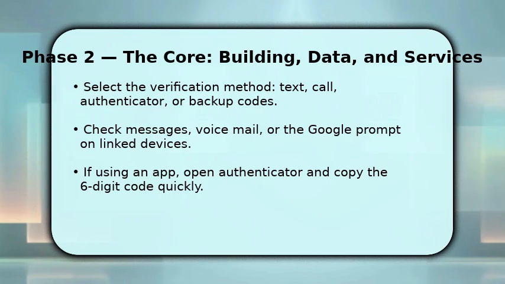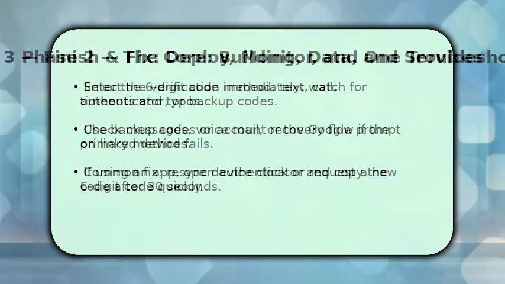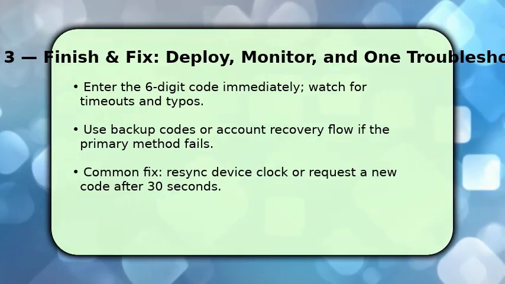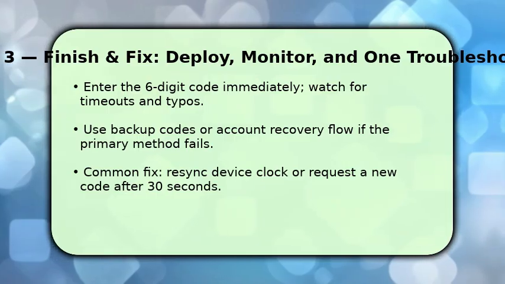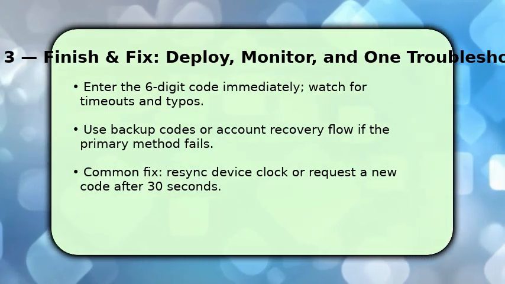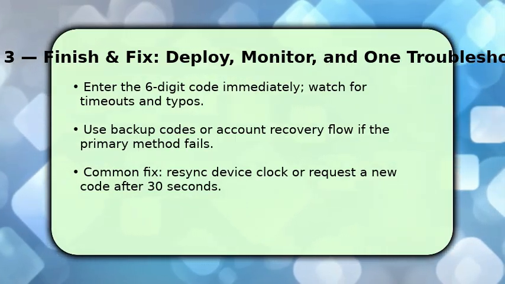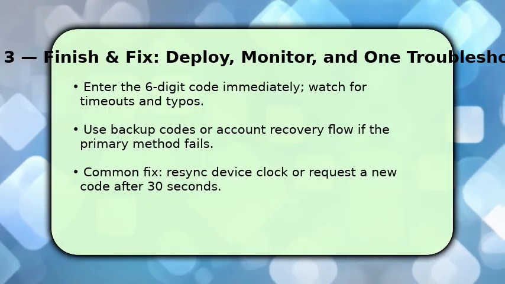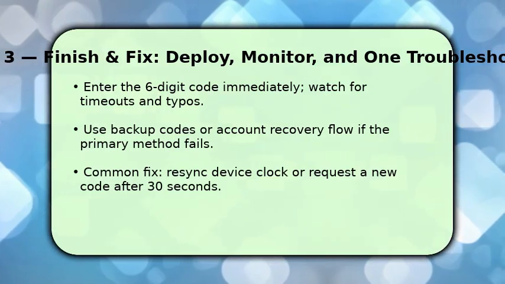You finish by typing the 6-digit code into the Gmail prompt and submitting. Once accepted, you regain access. If the code fails, make sure your device clock is accurate. Authenticator codes depend on time sync, and request a new code after 30 seconds to avoid overlap. If SMS or calls never arrive, use backup codes you stored or start Google's account recovery. This may ask for recent passwords or device info.